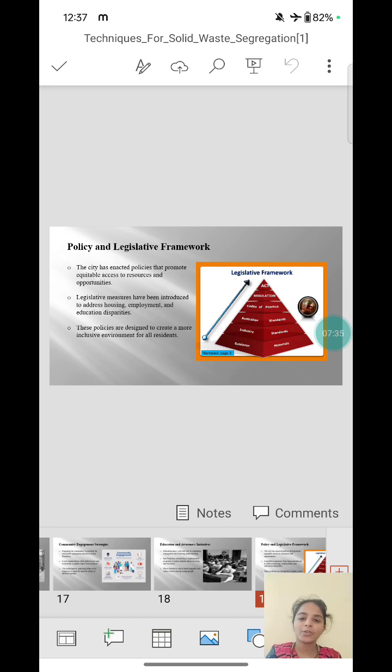Policy and legislative framework. The city has enacted policies that promote equitable access to resources and opportunities. Legislative measures have been introduced to address housing, employment, and educational disparities. These policies are designed to create a more inclusive environment for all residents.